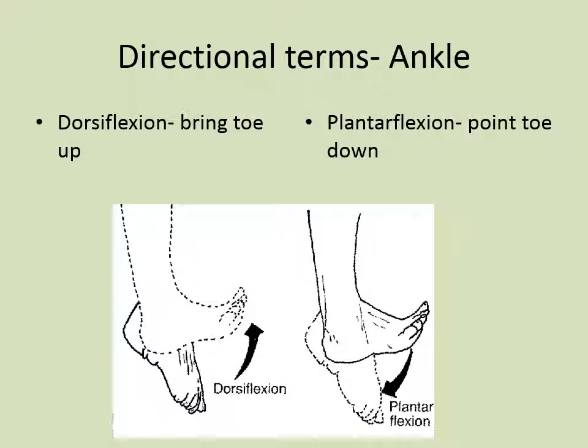Directional terms for the ankle include dorsiflexion, that's bringing the toe up towards the face, and plantarflexion, that is pointing the toe down. Some people might use the term extension of the ankle or flexion of the ankle. Extension of the ankle is actually dorsiflexion, and flexion of the ankle is actually plantar flexion. So don't get those too confused, but usually we use dorsiflexion for the big toe coming up towards the face and plantar flexion for the big toe going down towards the ground.